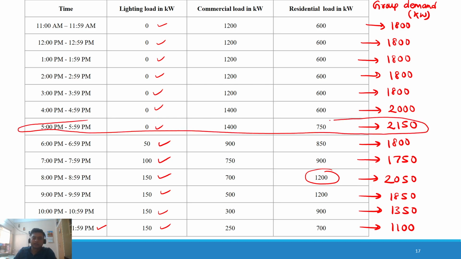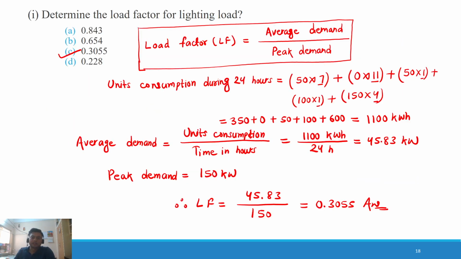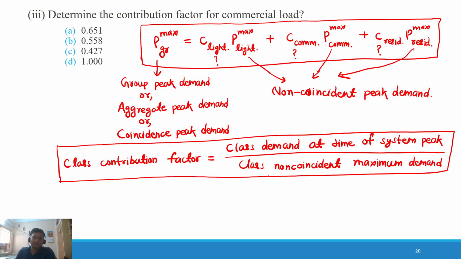So this one is the aggregate peak demand at this time duration. So we have to find out the time at which the system peak is occurring, that is 5 o'clock in the evening, 5 o'clock to 5:59. Now we have to find this class contribution factor.